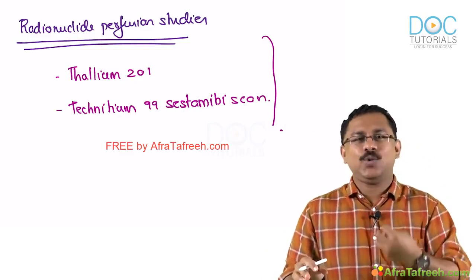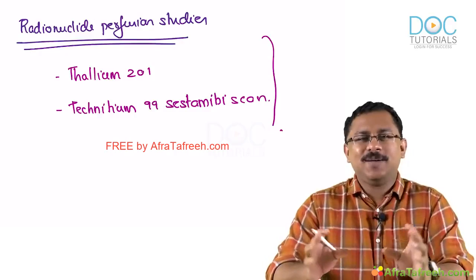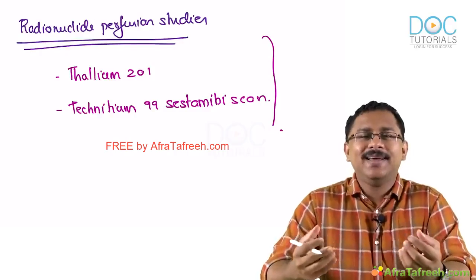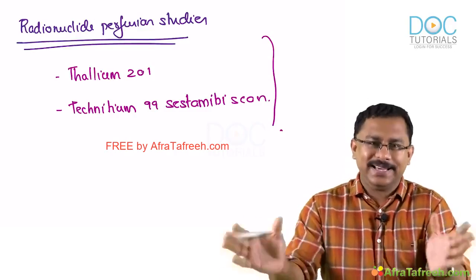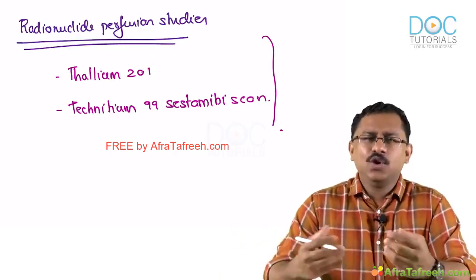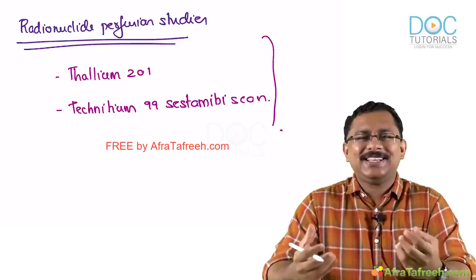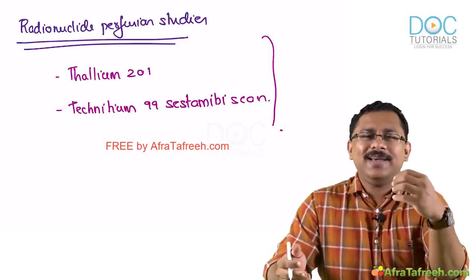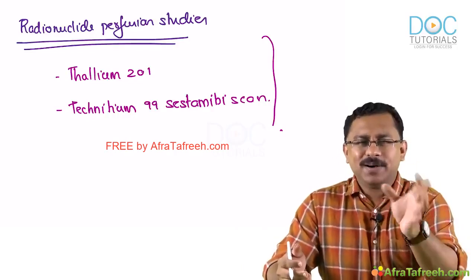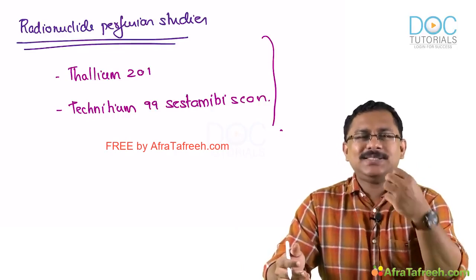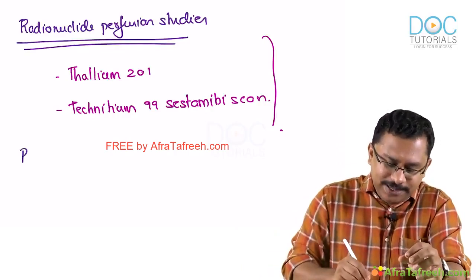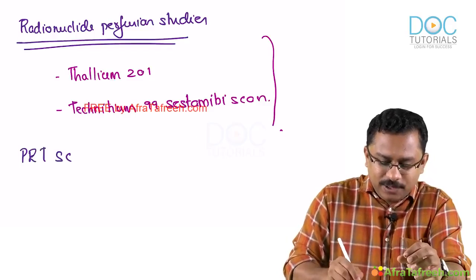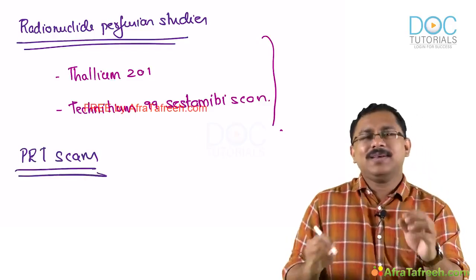So basically you are trying to assess the perfusion of the myocardium, which is another investigation modality in case of chronic stable angina. Okay, very clear. You can even go for a PET scan as well. PET will help you assess the perfusion as well as the metabolism. So PET scans also can be done in the evaluation of chronic stable angina.